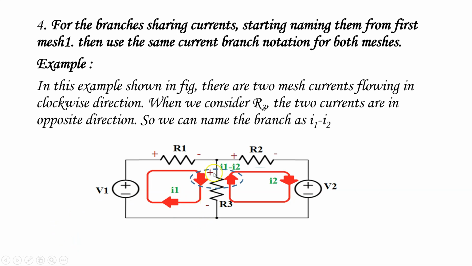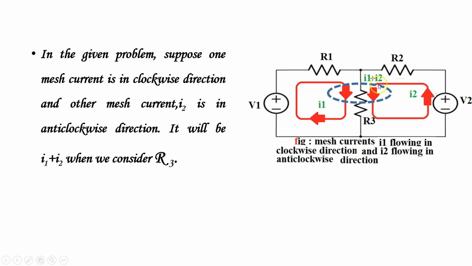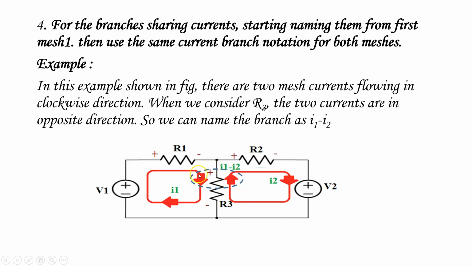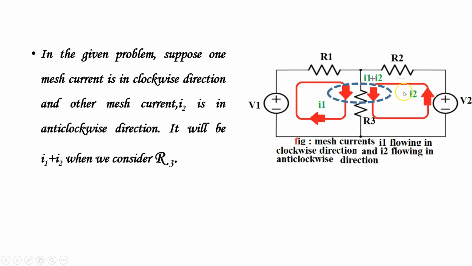When you fix it from the first, keep it as such. No need to change when you are applying the KVL equation for mesh 2. In the previous figure, I said both the directions are opposite, so I mentioned I1 minus I2. Suppose in a given problem, one direction is assumed as anti-clockwise. Then with respect to R3, both will be in the same direction, so it will be the addition of both the currents, that is I1 plus I2.